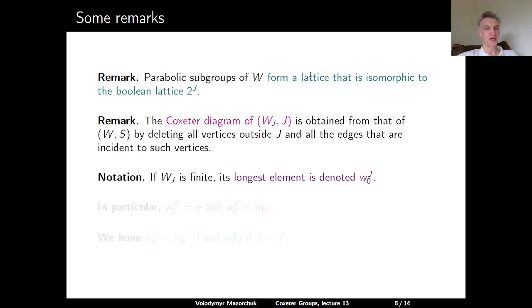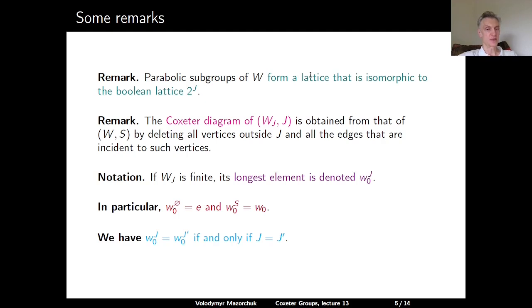If W_J is finite, we denote the longest element in this Coxeter group by w_0^J. In particular, if J is the empty set, then w_0^∅ is equal to the identity, because the corresponding parabolic subgroup is the identity subgroup. And if J is the whole of S, then the corresponding w_0^S is just the usual w_0, the longest element in W, because if J is equal to S, then the corresponding parabolic subgroup is the whole of W.